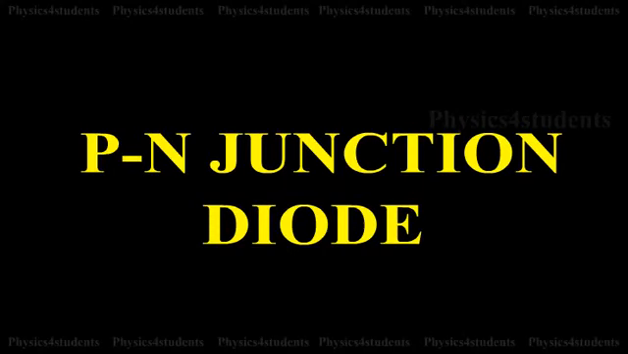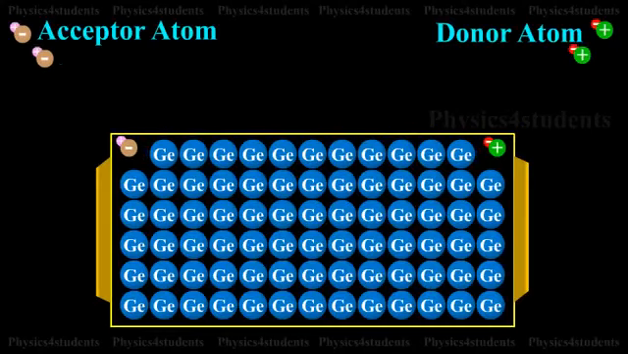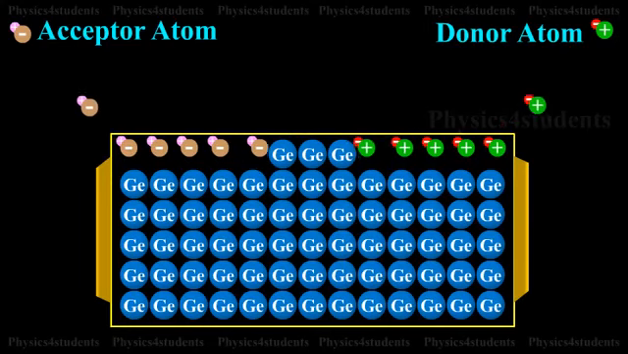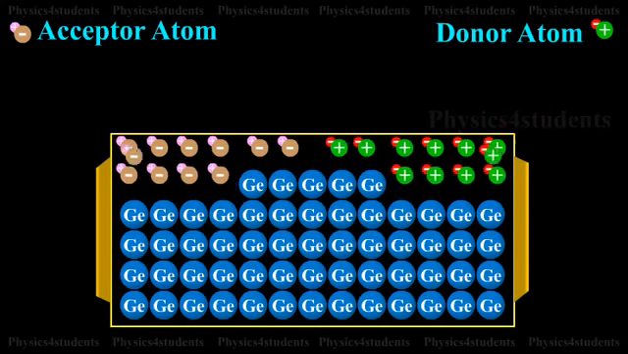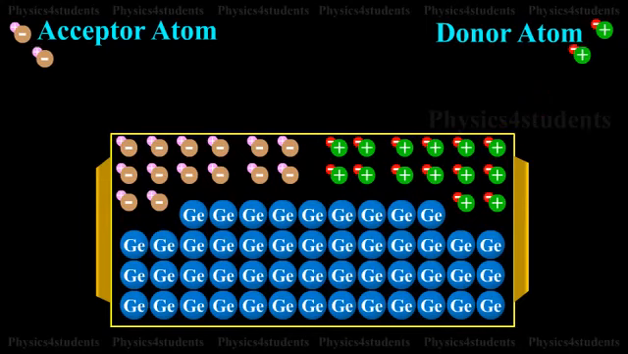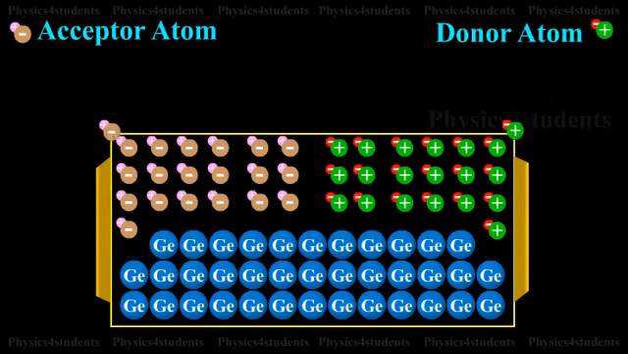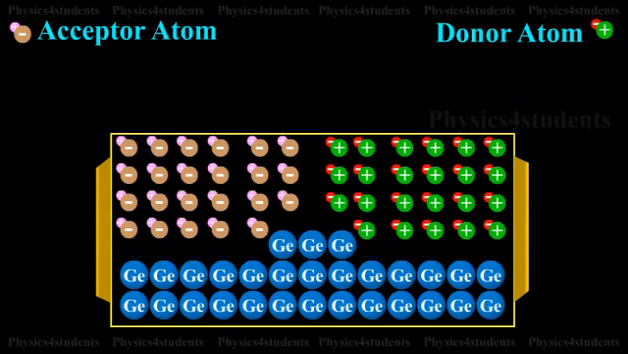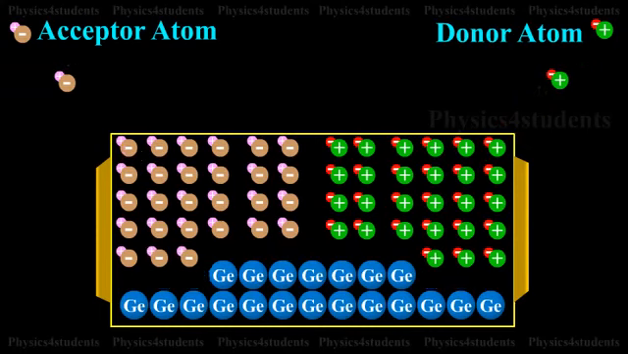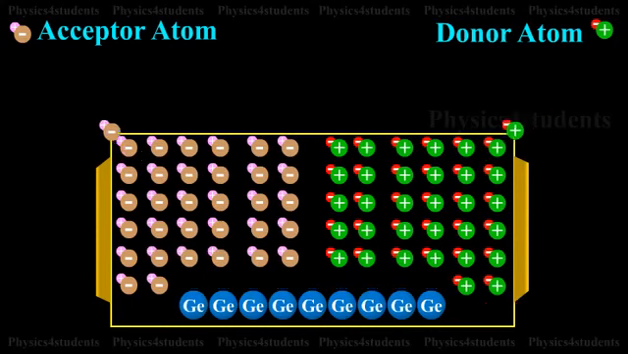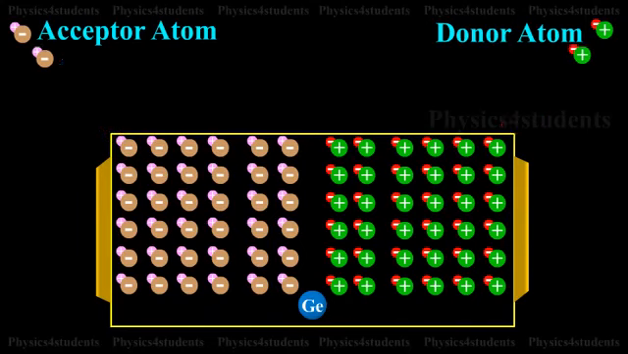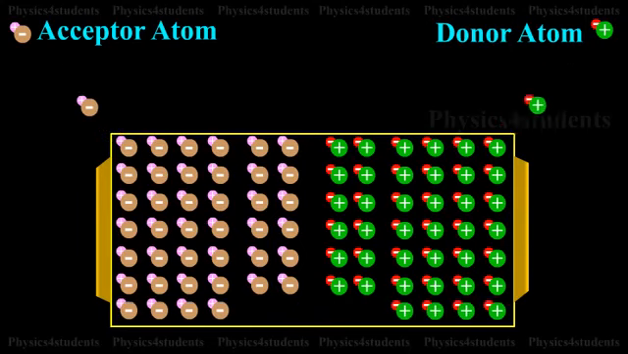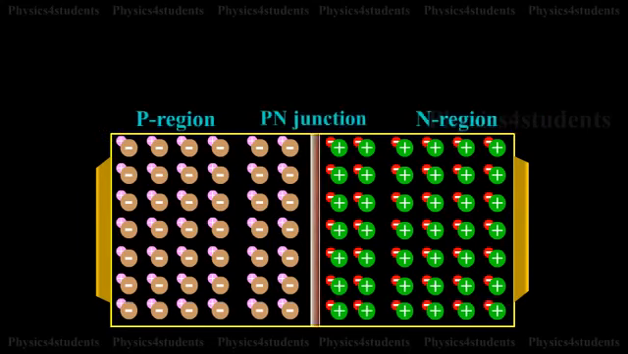p-n junction diode. If one side of a single crystal of pure semiconductor Ge or Si, that is germanium or silicon, is doped with acceptor impurity atoms and the other side is doped with donor impurity atoms, a p-n junction is formed as shown in the animation. P region has a high concentration of holes and N region contains a large number of electrons.